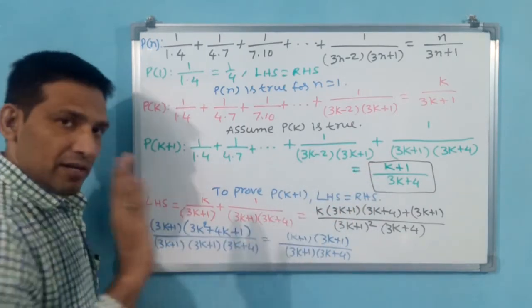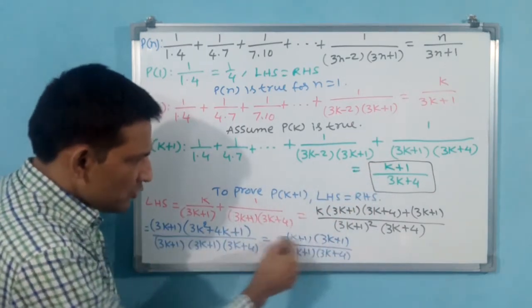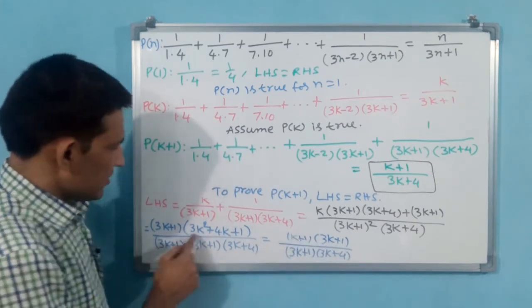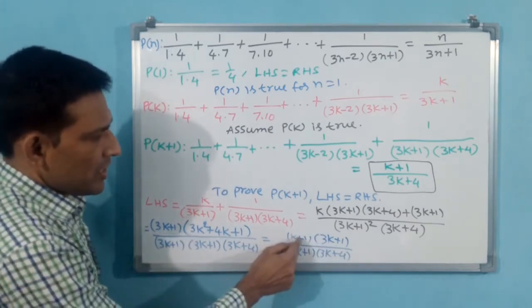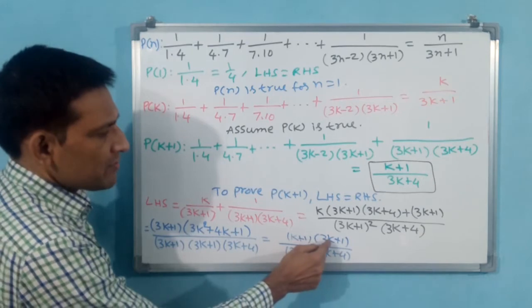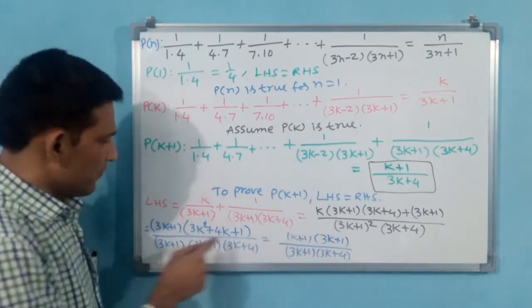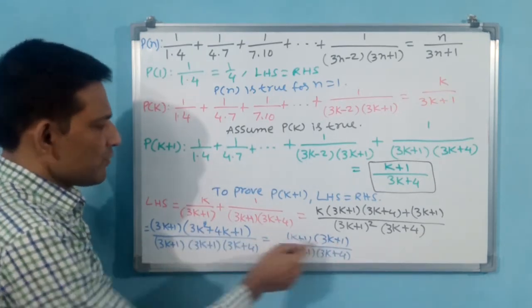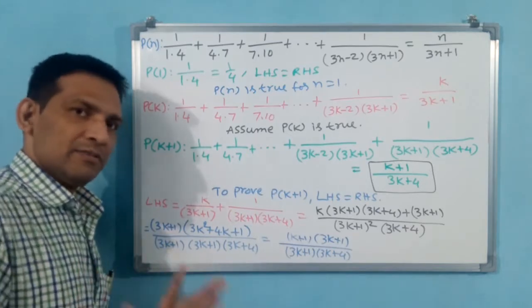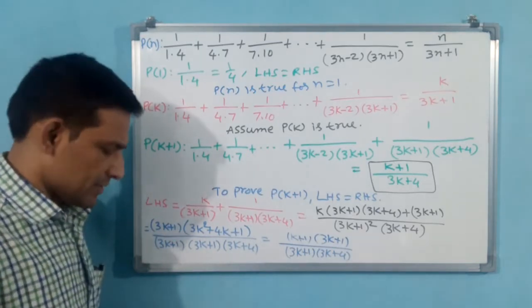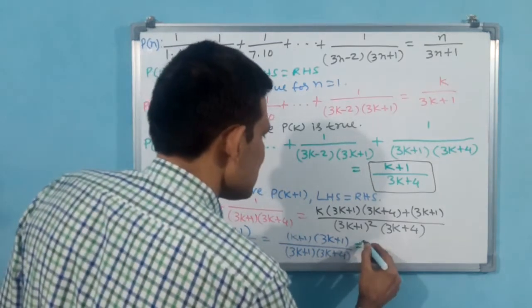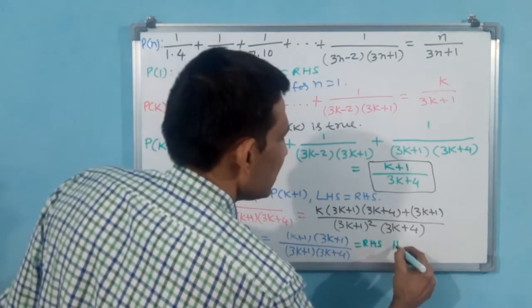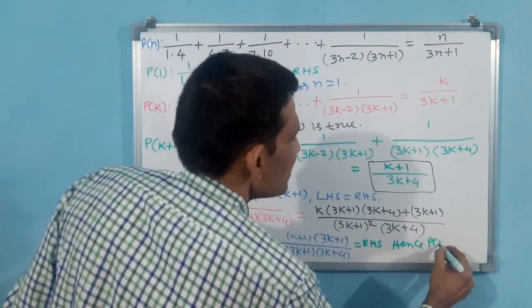K plus 1. Now write and you see, k into 3k, 3k square. K into 1, k. 1 into 3k, 3k. K plus 3k, 4k. 4k has come. 1 into 1, 1. Now your LHS has come to RHS. You write down that it is equal to RHS. Hence Pn is true.